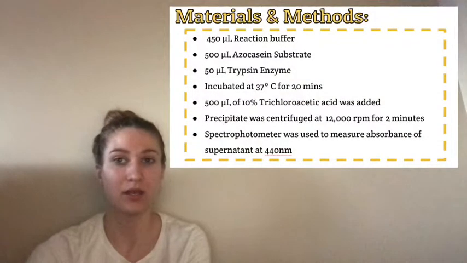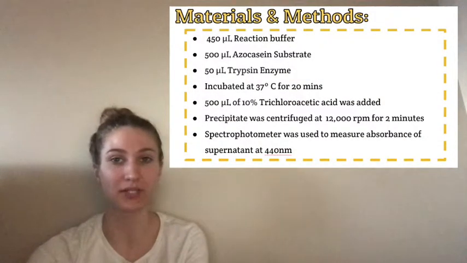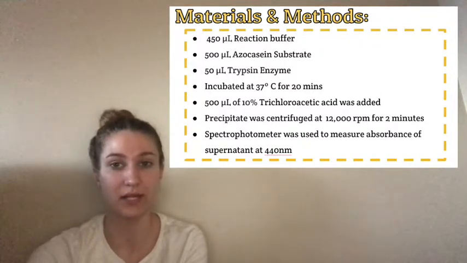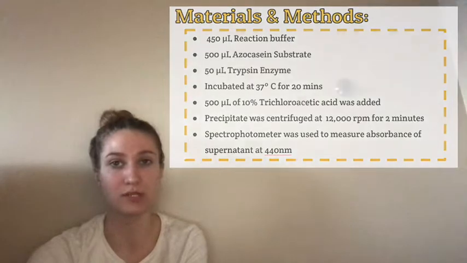Important notes to know about our materials and methods. The substrate, azocasein, is a milk protein. It absorbs light best at 440 nanometers because of the sulfonylamide groups it contains. We added TCA to stop the reaction and precipitate undigested substrate. We centrifuged the reaction after adding the TCA to remove the undigested substrate. The sulfonylamide was added to the precipitate because it allows the molecules to absorb the light at 440 nanometers when we were using the spectrophotometer.